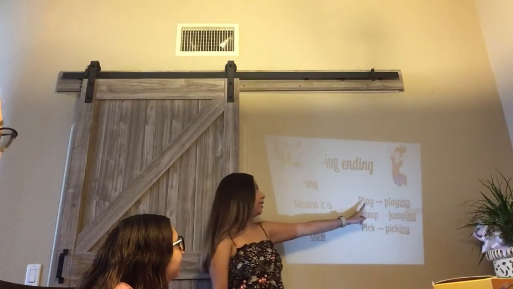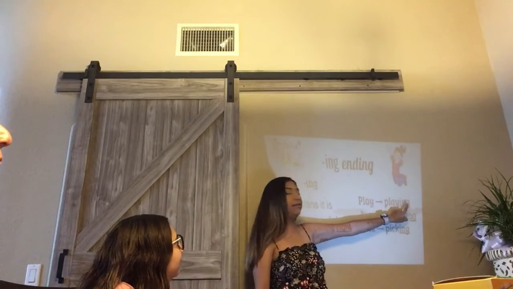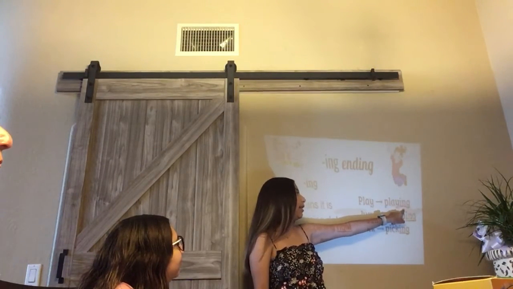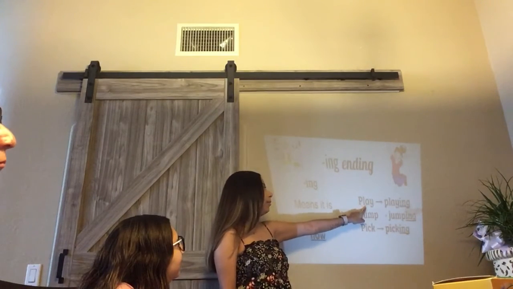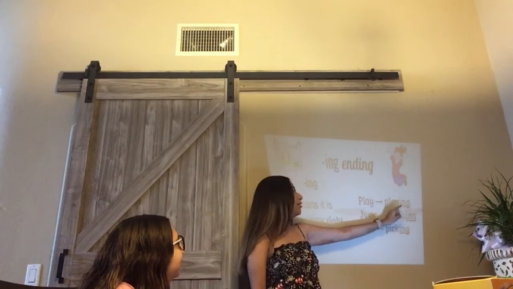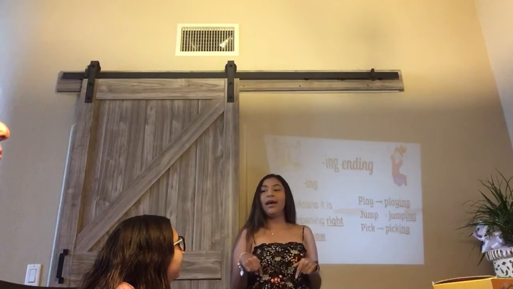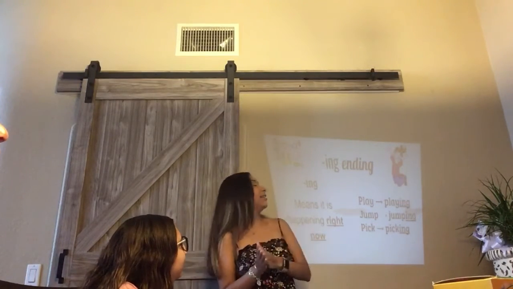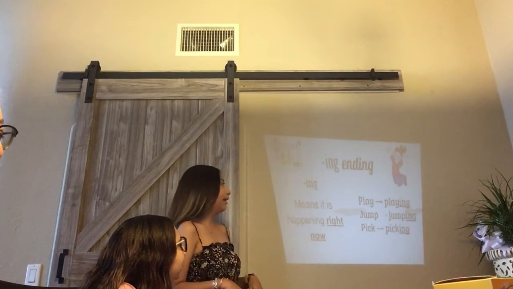So our first word is play. I'm going to attach the ing ending to the end of the word. Remember, it always goes at the end, and it's going to become the word playing. So we start with the word play. I add the ending, and it becomes playing. Can you repeat that for me? Playing. Great. So if I attach this ing, it means it's happening right now. So I can say Melissa is playing on the playground today. I can say Clarissa is playing jump rope today. So that means it's happening right now.